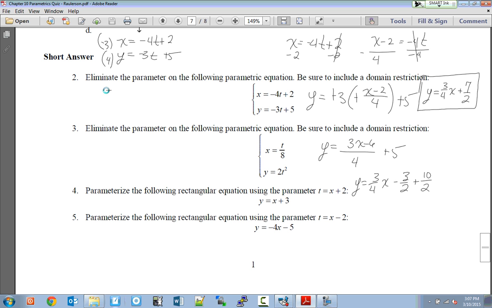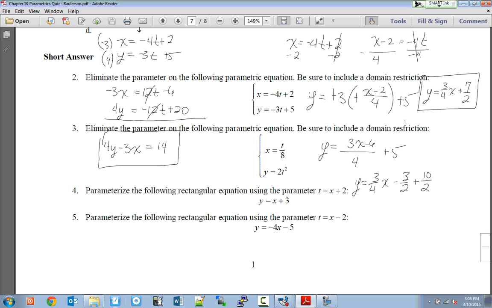If we do that, we're going to get negative 3x equals 12t minus 6. And then we're going to get 4y equals negative 12t plus 20. Okay? Now you just simply solve this as a system. This becomes 4y minus 3x, and then equals, the 12 t's cancel, and then 20 minus 6 is 14. All right, so this is the other equation you can have for number 2.